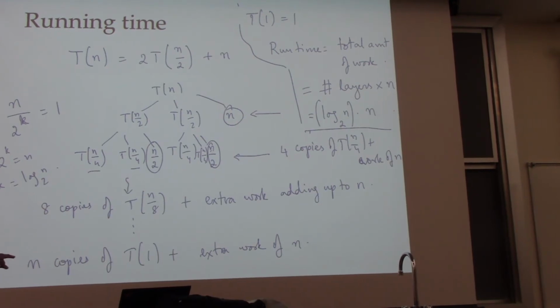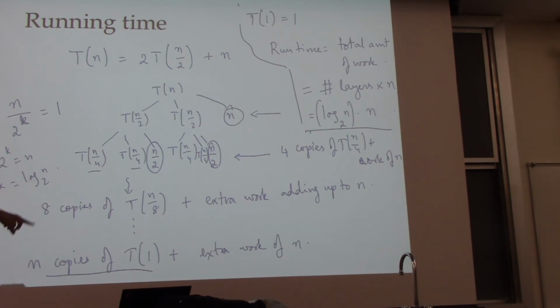So the base case is just a single element. So that's why you have these n copies of T of 1. So you don't have to worry about the extra work. The extra works are what we are adding up. You don't really have to worry about this inductive thing, because you will count it eventually. So you only add up the extra work. In every layer you add up the actual amount of work you're doing.